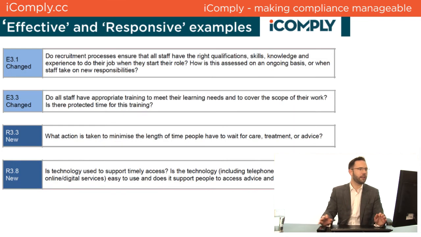Okay, so effective and responsive examples, moving on from safe. E3.1, which has changed there, is: do recruitment processes ensure that all staff have the right qualifications, skills, knowledge and experience when they start their role? That's in there already, and that's quite obvious, and that's being checked. However, it's quite interesting, the next bit, which is: how is this assessed on an ongoing basis? That's appraisal, which we know we're doing already, but more importantly, or when staff take on new responsibilities.